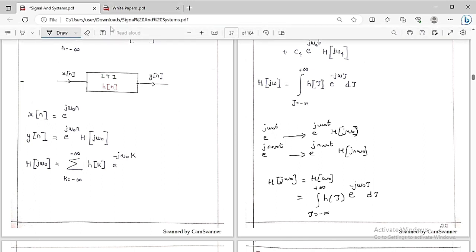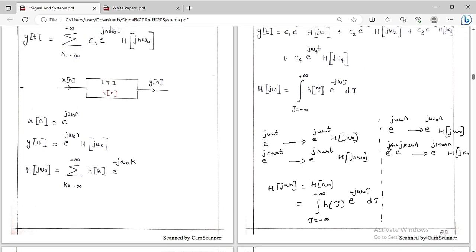Now let's go for the discrete time case. Suppose the input is e to the power of j omega naught n, then what is the output? It is e to the power of j omega naught n times H of j omega naught, or just H of omega naught. It's a complex number. Similarly, let me go for k: for the input e to the power of j k omega naught n, the output is e to the power of j k omega naught n into H of j k omega naught. So you can see this clearly here.